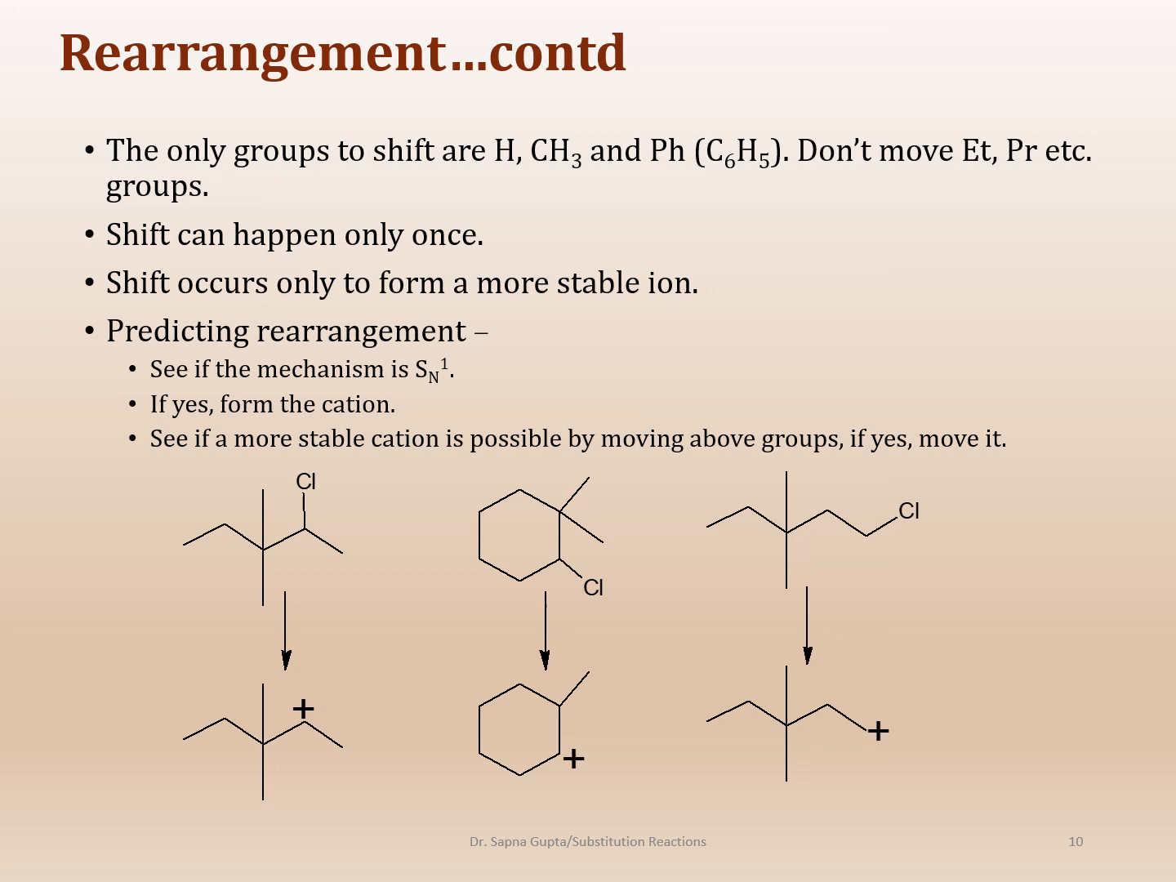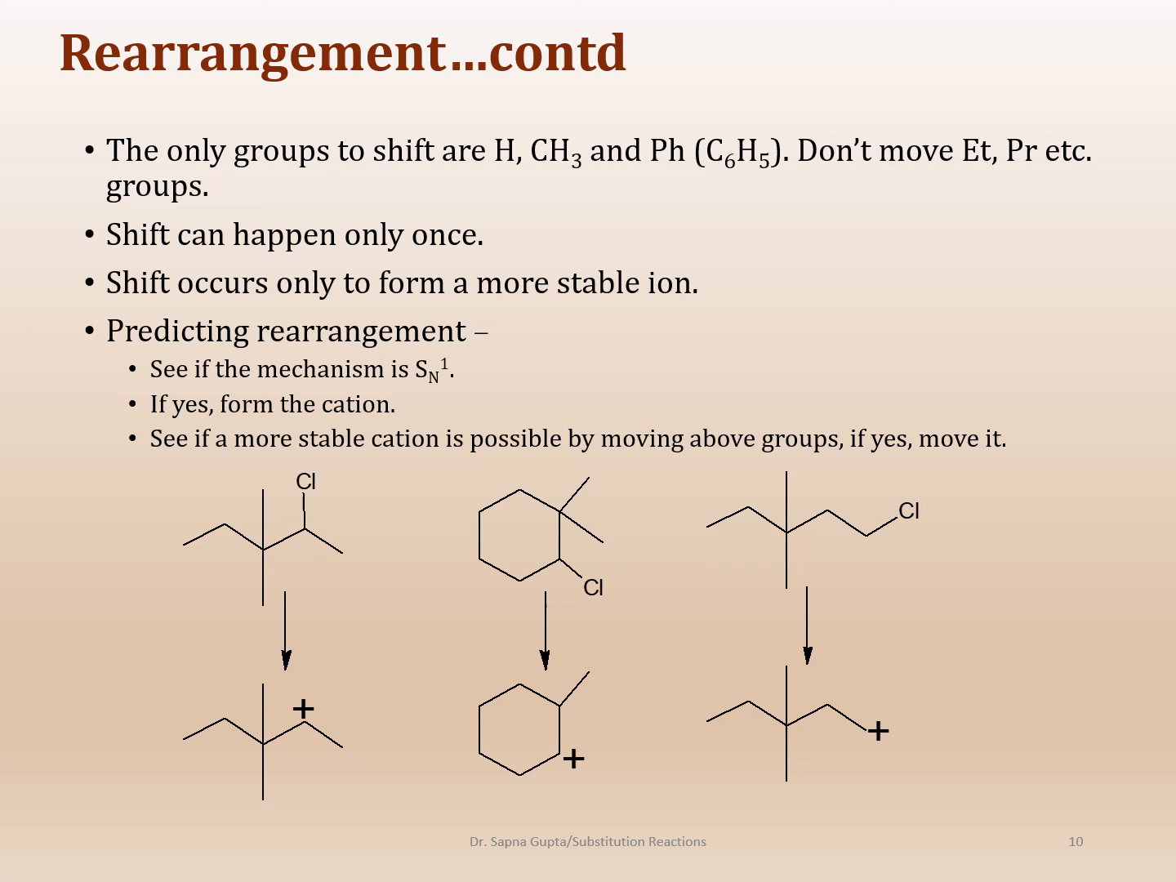How do you predict that there's going to be a rearrangement? First of all, see if the mechanism is SN1. If it's SN2, there is no rearrangement, so you don't have to worry about anything. If it's SN1, how can it be SN1? SN1 would be if it's solvolysis, or you have a secondary halide, or you have a weak nucleophile in there.